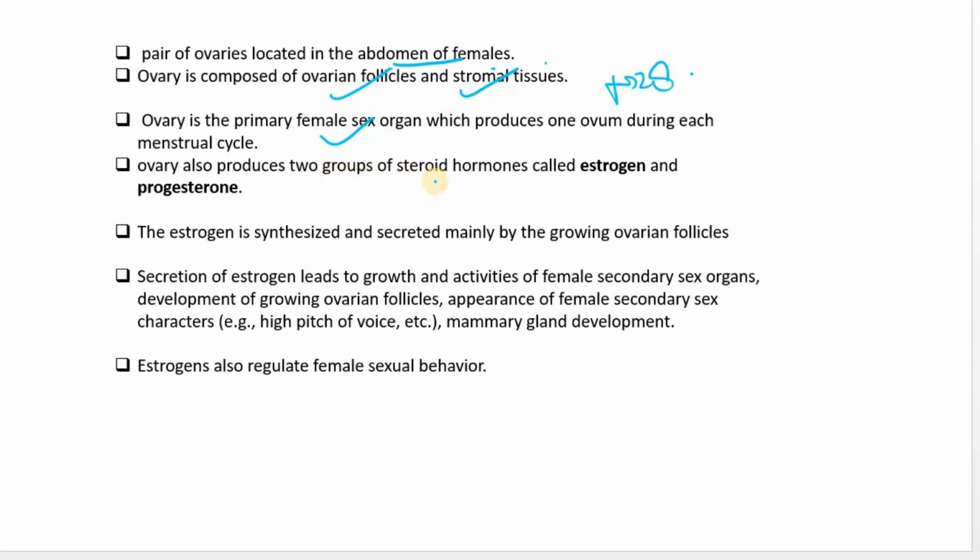Ovary also produces two steroid hormones known as estrogen and progesterone. Estrogen is synthesized by growing ovarian follicles. Secretion of estrogen leads to growth and activity of female secondary sexual organs, development of ovarian follicles, appearance of female secondary sex characters like high-pitched voice, mammary glands, etc. Estrogen also regulates the female sexual behavior. Sexual behavior is known as libido.